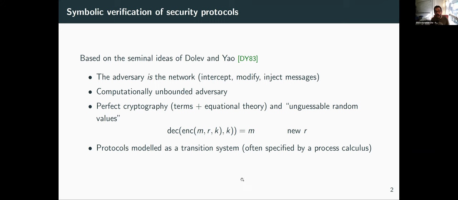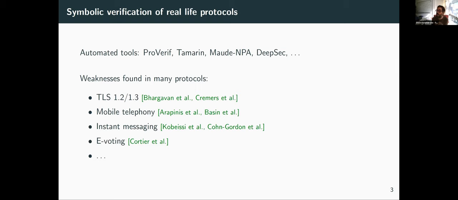Finally, protocols are typically modeled as transition systems, and often they are specified by some process algebra or process calculus to have a more convenient way of writing them down. Many of you have probably seen automated tools that are able to analyze protocols in these models. Some of the very famous tools are, for instance, ProVerif or Tamarin. There's also Akiss or DeepSec that I was involved in. But there are many others. These are just examples. And of course, these tools also have many scalps on their belts.